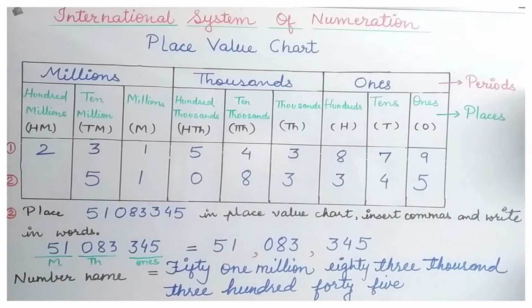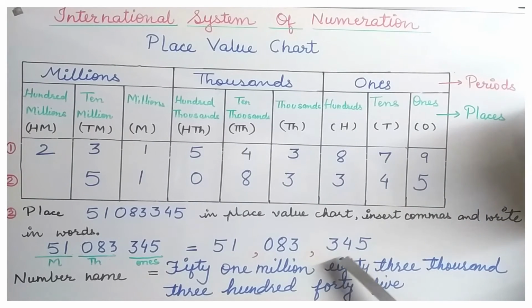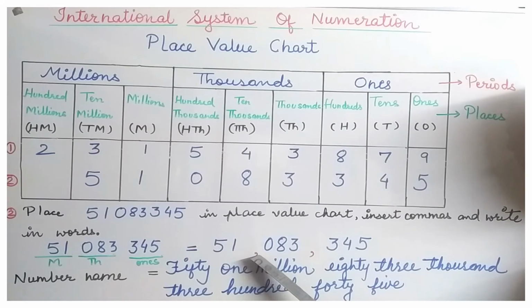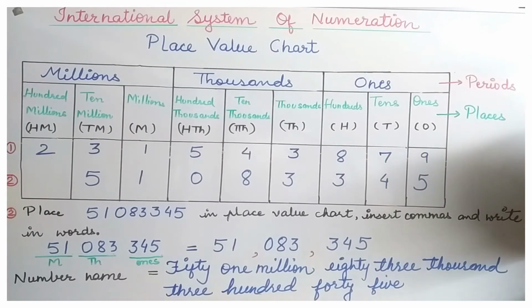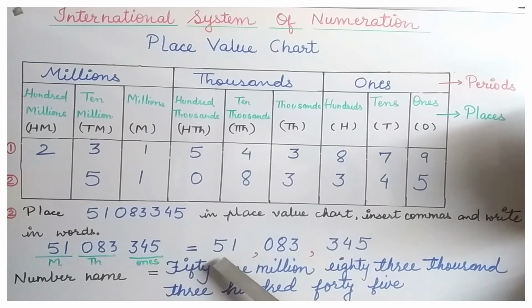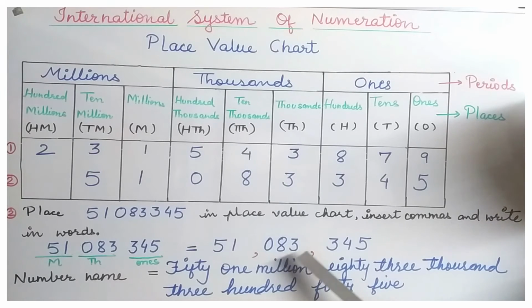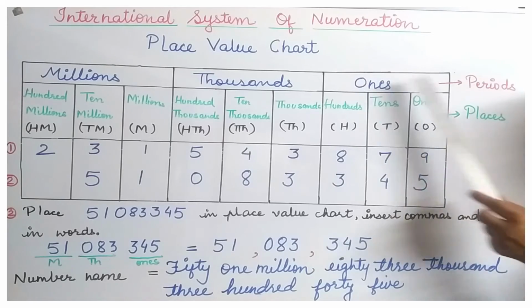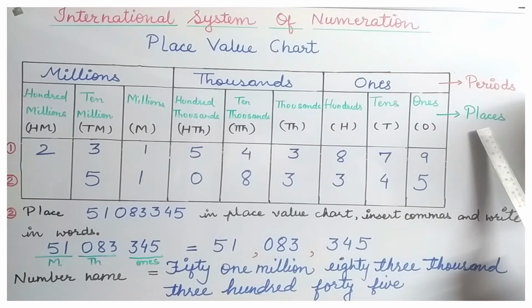So every comma comes between the 2 periods. This is in the ones period. This is in the thousands period. So between ones and thousands period, first comma. Between thousand and the millions period, we can insert the second comma. Now how to write the number name? Let's see. 51 is in the millions period. 083 is in the thousands period. 345 is in the ones period. There are 3 periods. Every period is containing 3 places.